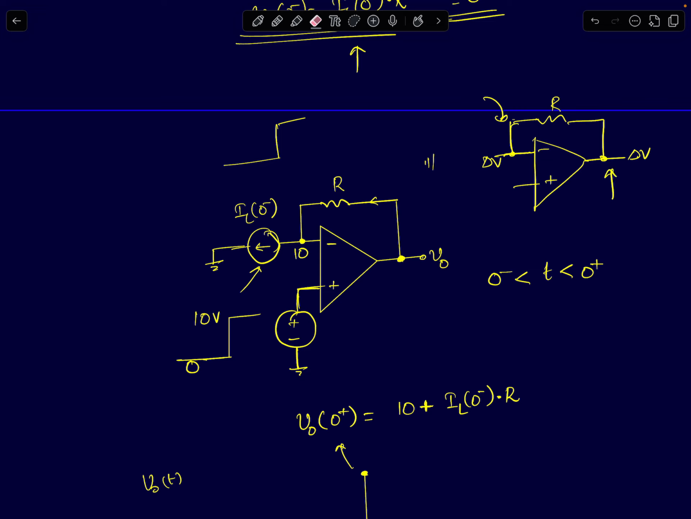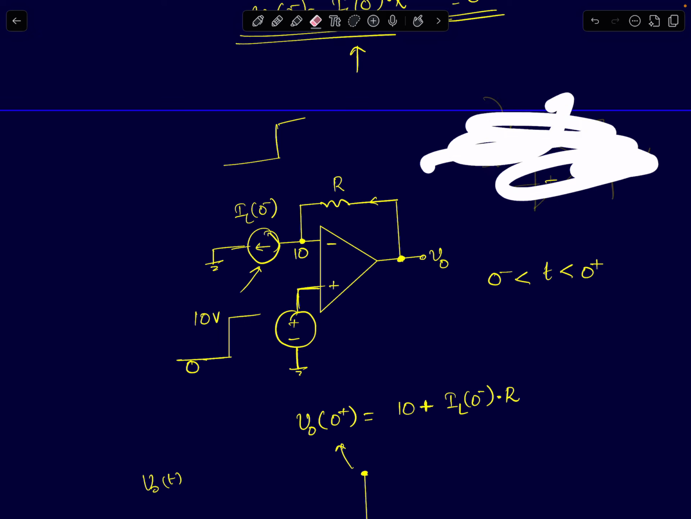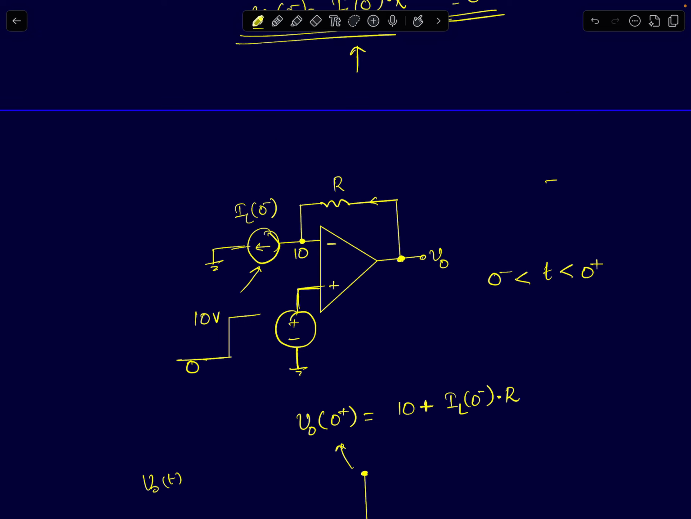The most important thing here is that the moment I say there is negative feedback, we know from basic op-amp analysis that V plus equals V minus. So we know V plus, so this node voltage will immediately come to 10 volts.